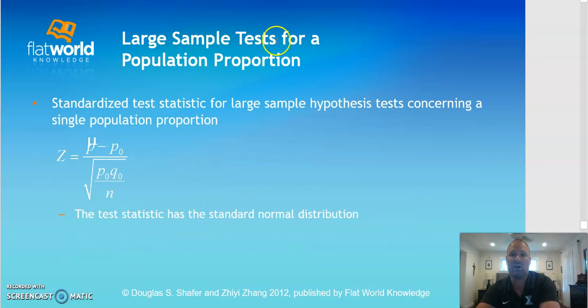Okay, and then we have the large sample test for a population proportion. Remember, when we're dealing with a test statistic and the population proportion, there are 2 different ways to do it. This is the formula. This would represent the p with the hat over the top. Remember, we have that issue here on the slide presentation. But this test statistic does have a standard normal distribution.